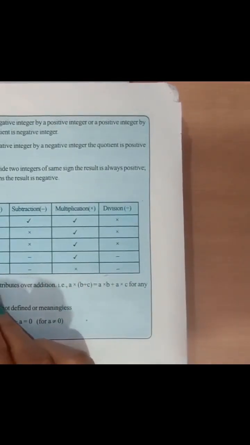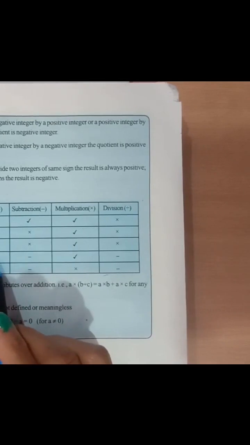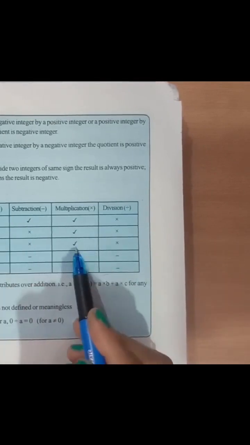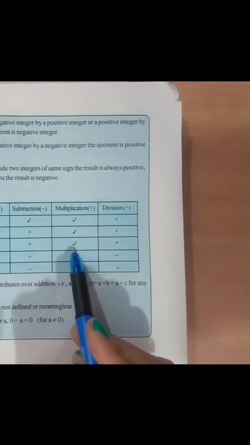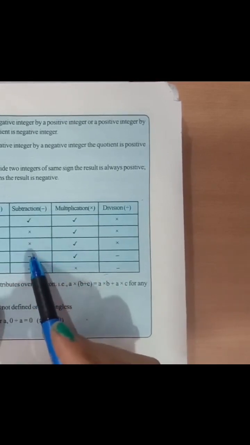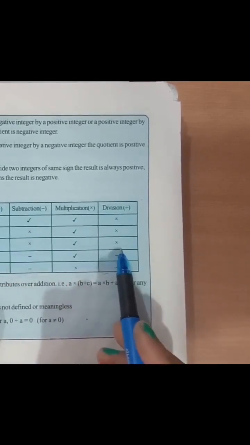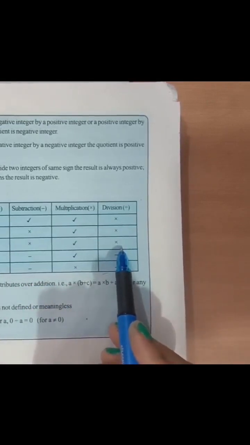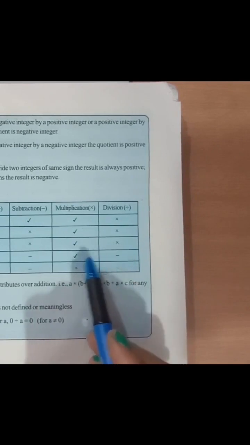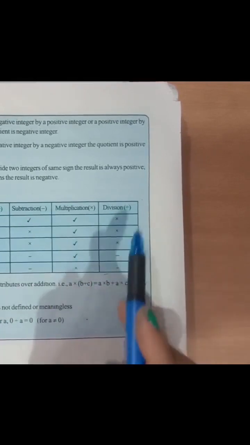Next, the associative property. The associative property is satisfied by addition and multiplication, but not by subtraction and division. The associative property is not satisfied for subtraction and division only.